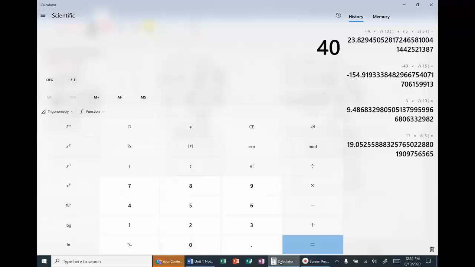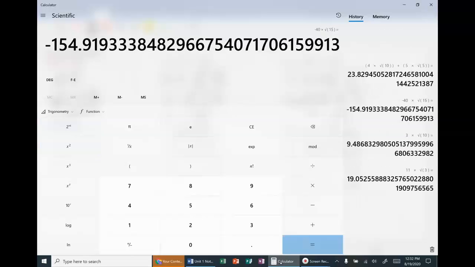But it looks like my calculator wants me to enter in 40 first and then a negative. Then multiply square root of 15. Remember, my calculator wants me to enter 15 and then square root, and I do have to hit enter. So, whoa. All right, so the decimal approximation is going to be negative 154.92.